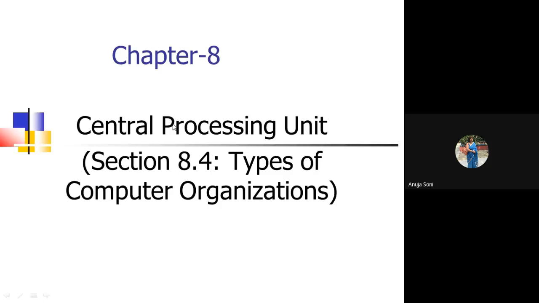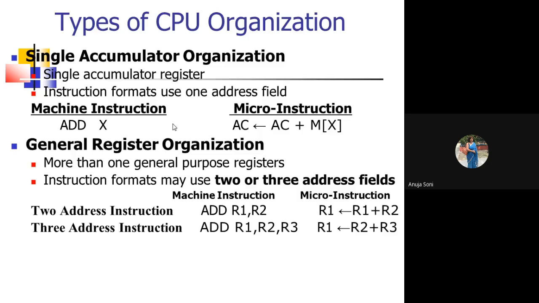So it says central processing unit, types of computer organizations: single accumulator organization, general register organization, and stack organization. It talks about the three kinds of organizations. In single accumulator organization, a single accumulator register is every time being used as a part of the execution of that instruction. This kind of single accumulator organization basically supports those instruction formats which make use of one address field.